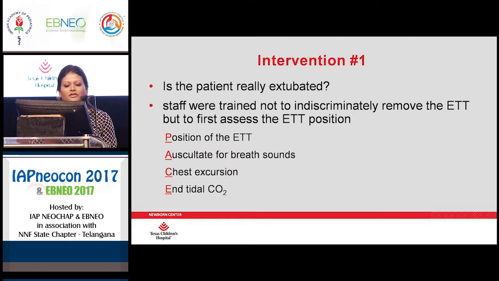So they created another acronym called PACE to help staff remember how to assess for this. So each nurse, when they encounter this situation, assesses for the position of the ET tube, auscultates for breath sounds, looks for chest excursion, and looks for end-tidal CO2 detection.